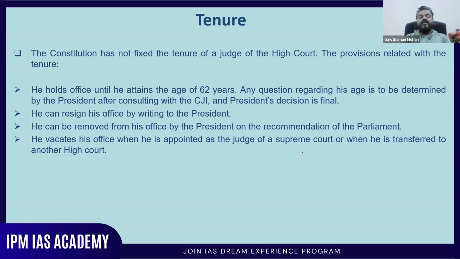The tenure of the judges: the constitution has not fixed the tenure of a judge of a high court. Okay, so he holds office until he attains the age of 62, and any question regarding his age is to be determined by the president after consulting with the CJI, and the president's decision is final. He can resign his office by writing to the president, and he can be removed from his office by the president on the recommendation of the parliament, and he vacates his office when he is appointed as a judge of the Supreme Court or when he is transferred to another high court. Okay, so that's about the tenure.